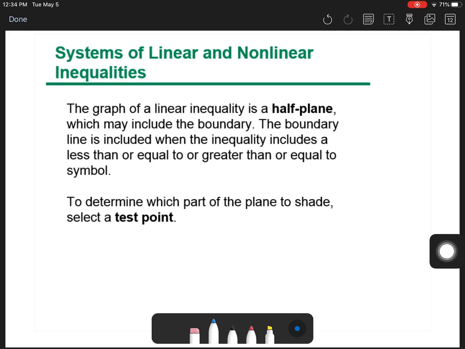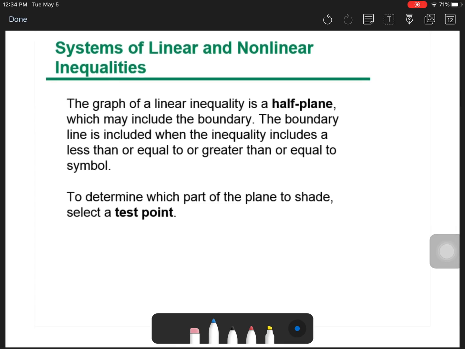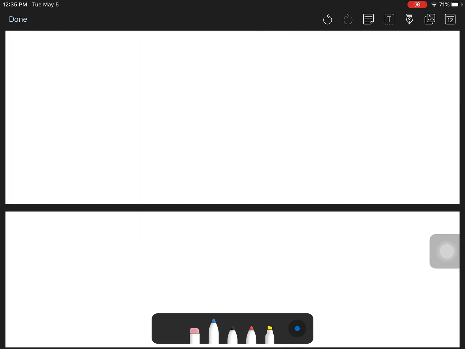Whenever we can, the easiest test point to use is the origin, (0, 0). I would always use (0, 0). As long as the graph does not go directly through the origin, you can test (0, 0). It's easy to plug zeros into an equation and determine whether the statement is true or false at that point.